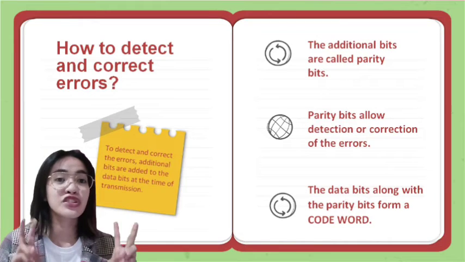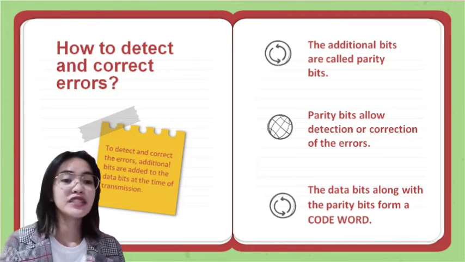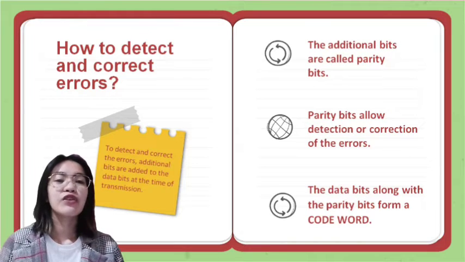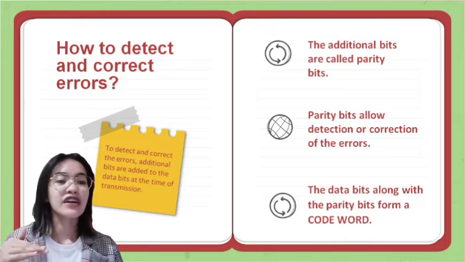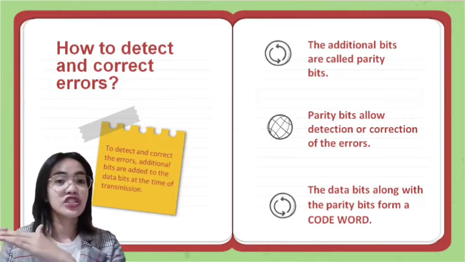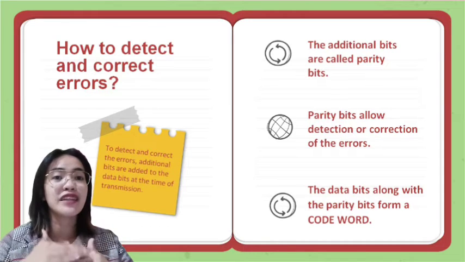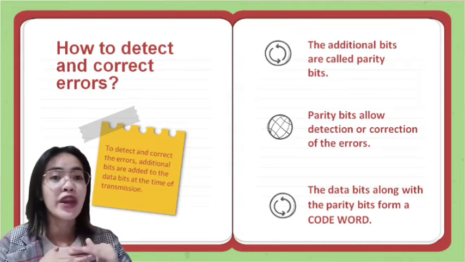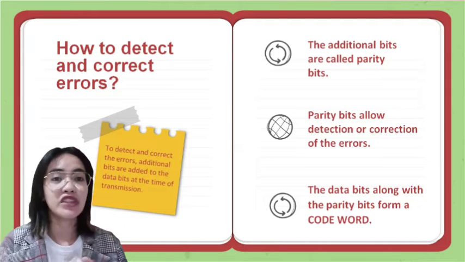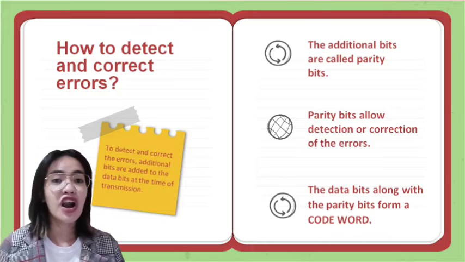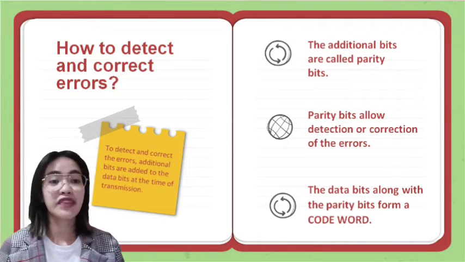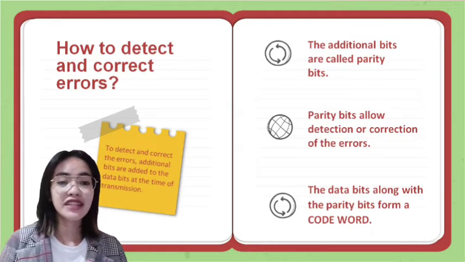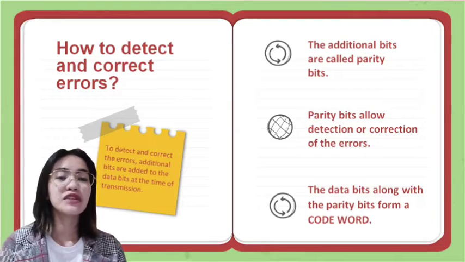We have what are called additional bits. These are added to the data bits, or the original message of the sender, at the time of transmission. So right after the sender sends the data, there is a process along the transmission of adding additional bits before it is received by the receiver. These additional bits are called the parity bits. Please remember that. A parity bit is an extra bit that is sent with the message signal, and it detects a single bit error.